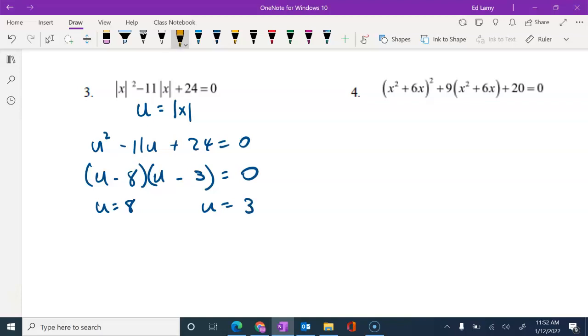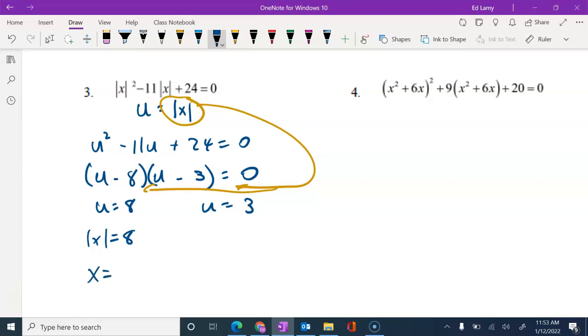Don't forget, now we have to back substitute the absolute value of x for u in these two expressions. So the absolute value of x equal 8. So x equal plus or minus 8. The distance from 0 is 8, so you could be positive 8 or negative 8. Or the absolute value of x equal 3. So x equal plus or minus 3.